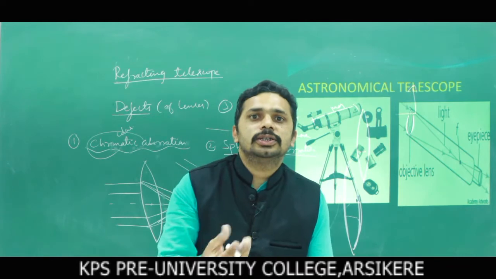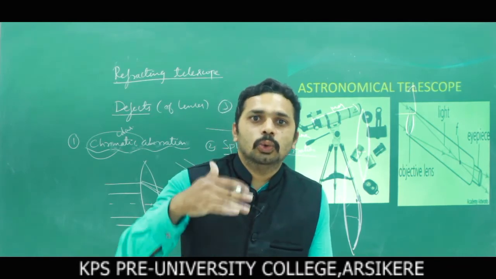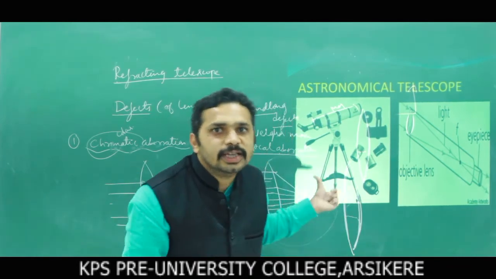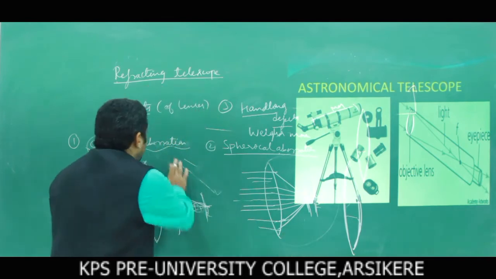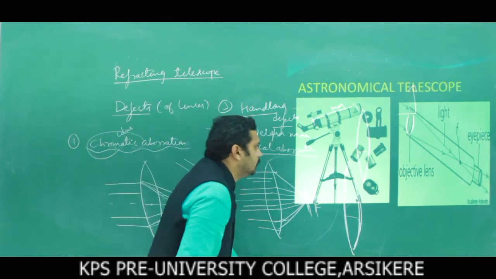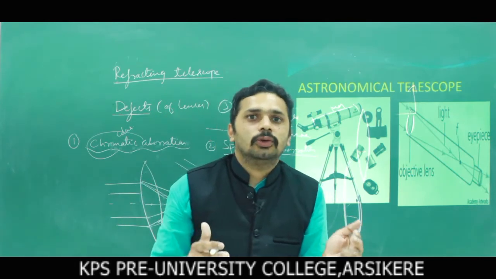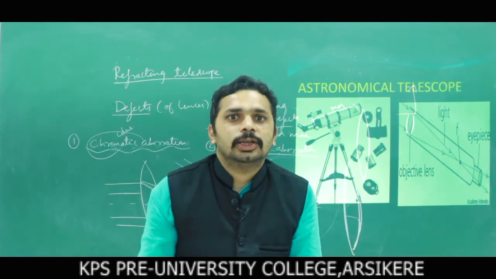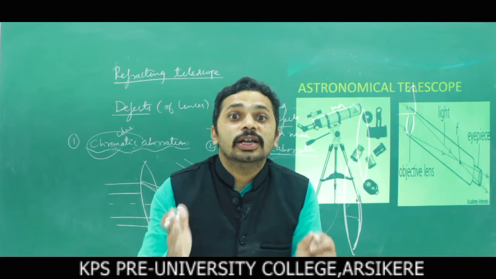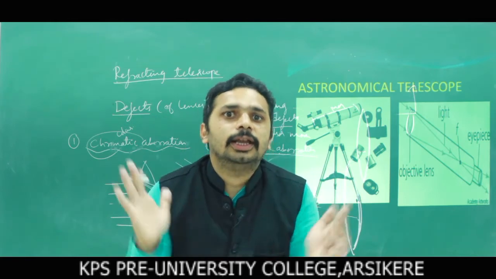And how to increase the quality of the image? How to overcome these defects? You have to overcome chromatic aberration, spherical aberration, and handling defects. That's why you are going to use the modern telescopes. The modern telescopes are reflecting telescopes.